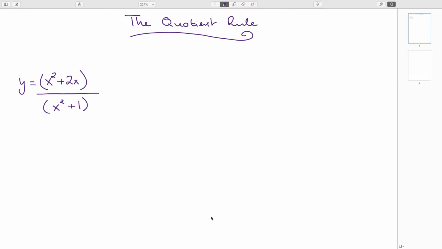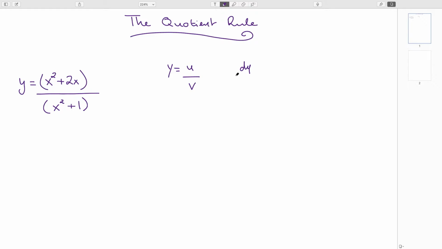Alright, so guys, in this video we're going to look at the quotient rule. Yesterday we looked at the product rule, which was multiplying, and the quotient rule comes into play when we're looking at dividing. So what we have an example of here is y equals x squared plus 2x all over x squared plus 1. And in your log tables on page 25 you will see this symbol for it.